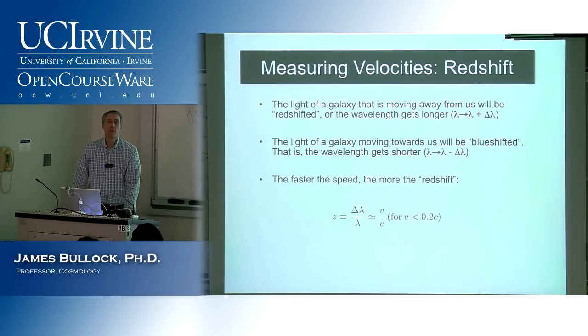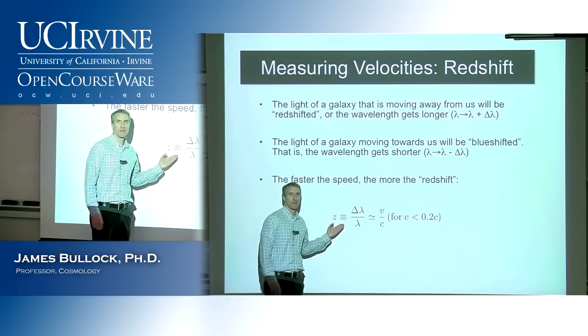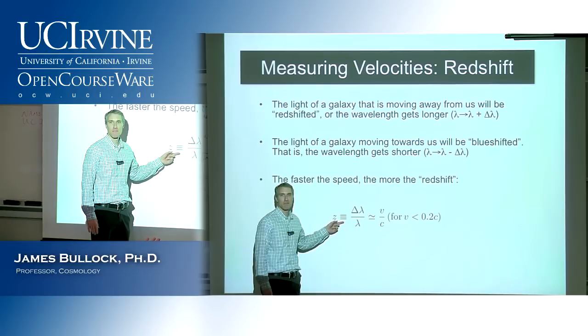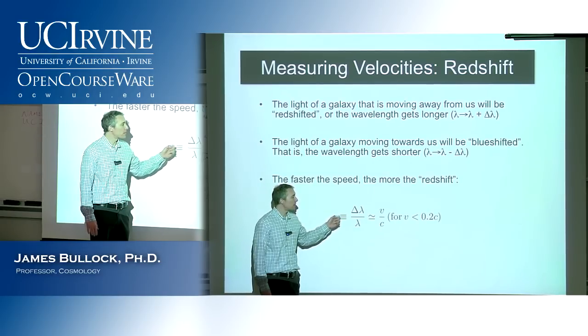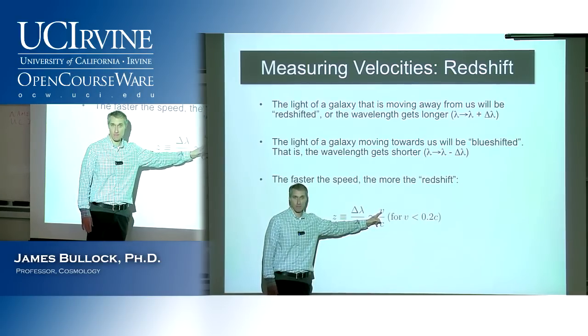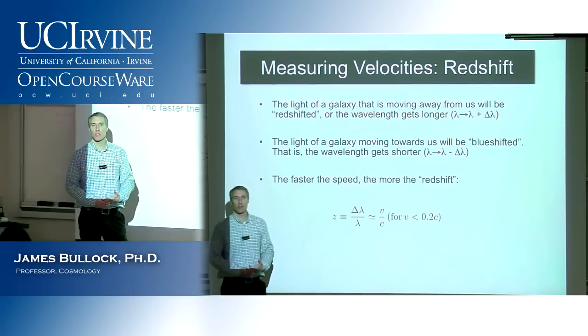Yeah? What are the three bars? Oh, sorry. The three bars just mean this is how it's defined. So it's the same as equals, but it's like this is how we define z. Yeah? Is this c the same constant as in E equals mc squared? Yeah, this is the speed of light. v is the velocity of the thing, and c is the speed of light. Okay. Any other questions?